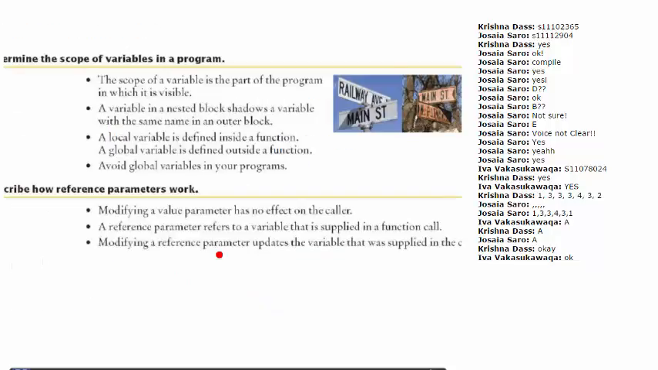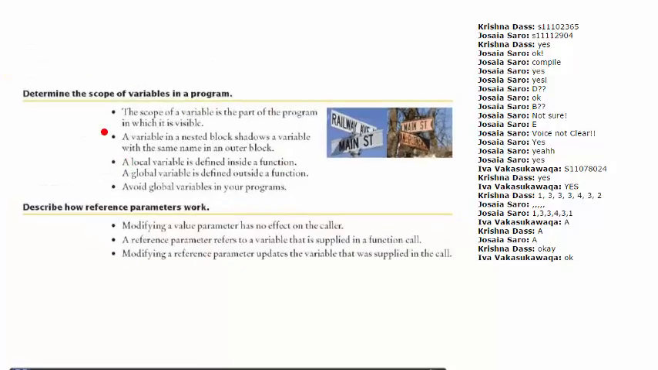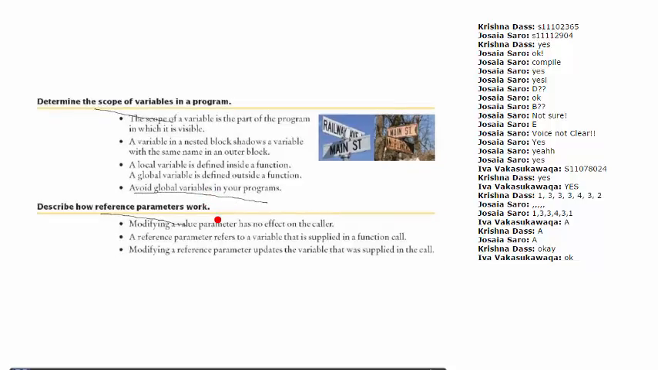Right? So today we learned two things: the scope of a variable and how reference parameters work. The scope of a variable is the part of the program in which the variable is visible. A variable in a nested block shadows a variable with the same name in an outer block. A local variable is defined inside a function. A global variable is defined outside a function. We should avoid global variables in our programs. It's a bad programming practice.